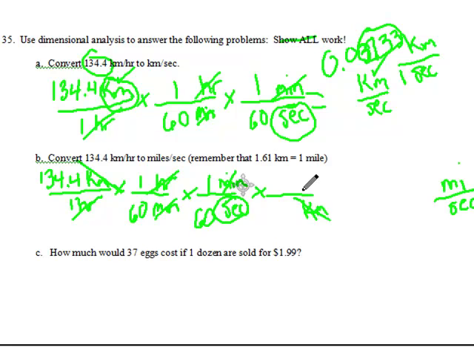Then we're going to go from kilometers to miles since we have a direct conversion right here. 1 mile is 1.61 kilometers. So now I'm going to be left with miles on top, seconds on the bottom, which is exactly what I want. Then to do the math, you multiply by anything on top, divide by anything on the bottom, and you get 0.02319 miles per second.